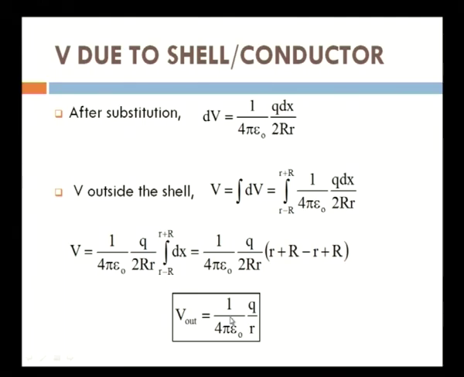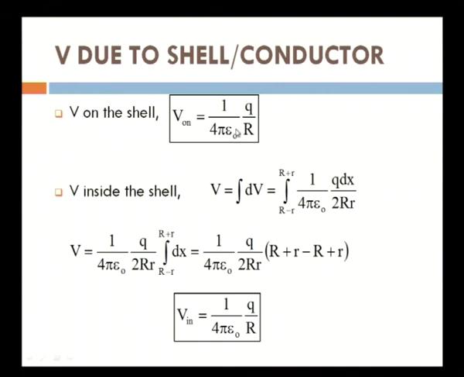So, what is the conclusion? The conclusion is, for a point which is outside the shell or a spherical charged conductor, the conductor itself is acting as a point charge. So, that is the inference we get from it. Any point outside the sphere sees it as a point charge, as if its entire charge is concentrated at its center. Now, we will take the other points, which are on the sphere and inside the sphere.